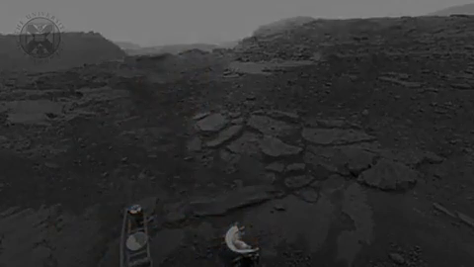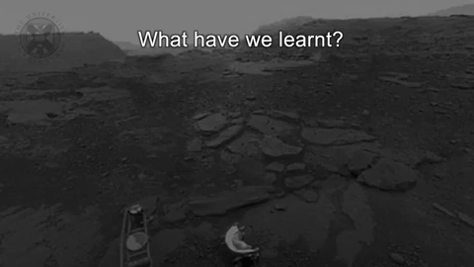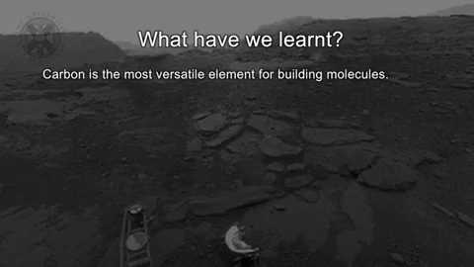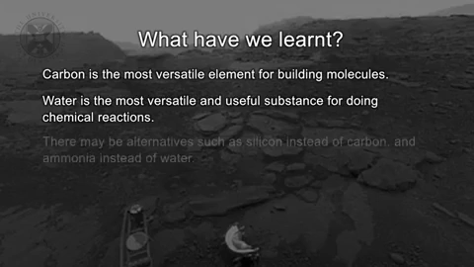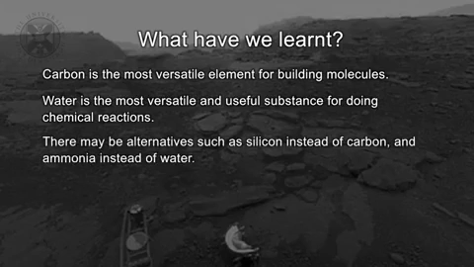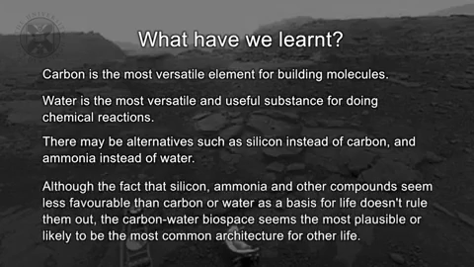So what have we learned in this lecture? Well, we've learned that carbon is the most versatile element for building molecules, at least as far as we can understand based on our current knowledge of chemistry. We've also learned that water is the most versatile and useful substance for doing chemical reactions. We've learned that there are other alternatives, such as silicon as a basis for molecules and ammonia instead of water. And we've also learned that the fact that silicon, ammonia and other compounds seem less favourable than carbon and water as a basis for life doesn't rule them out.